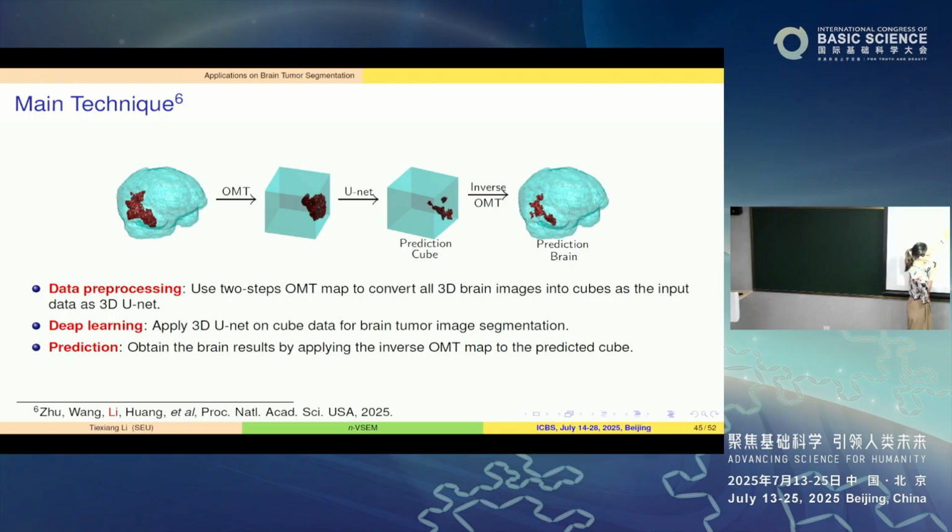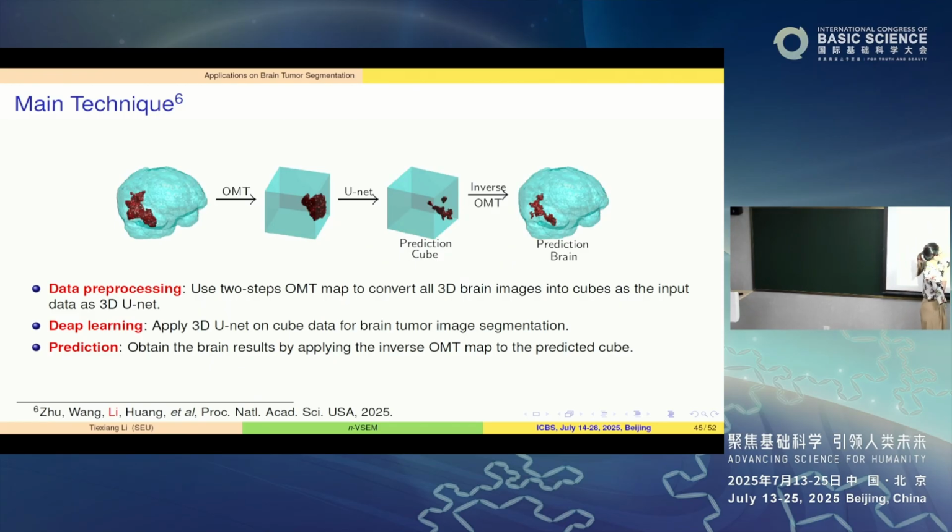Optimal mass transport. Firstly, we transform this irregular 3D manifold to a 3D ball, and then we do the OMT map again to the cube. So here we use a two-step OMT map to convert the 3D brain to a cube. For us, all the brain images can be transported to cubes.